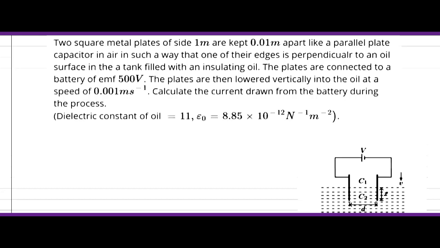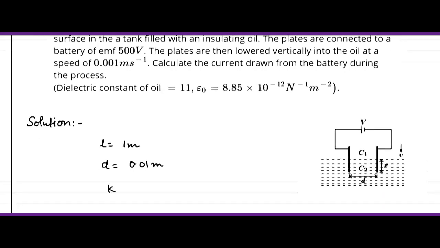So now we will proceed with the solution. They have given us L is equal to 1 meter, and the separation between the plates d is equal to 0.01 meter, and the dielectric constant of oil K is equal to 11. EMF of battery V is equal to 500 volt.